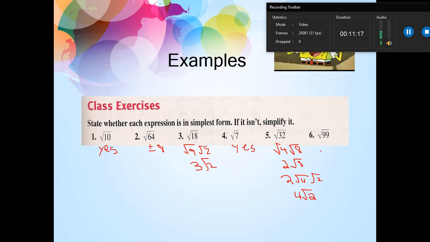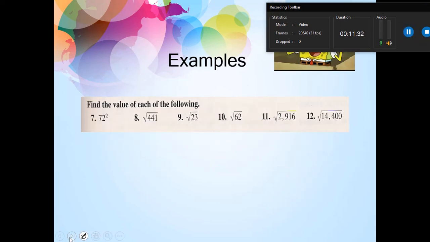In number 6, radical 99, we have the square of 9. And the other factor is 11. So this simplifies to 3 radical 11. Moving on to our next set of examples, they just want us to find the value of each. So 72 squared, that one's pretty big. On the calculator, we get 5,184.